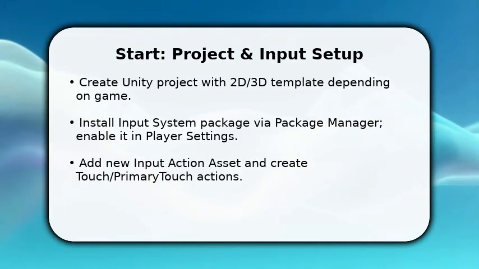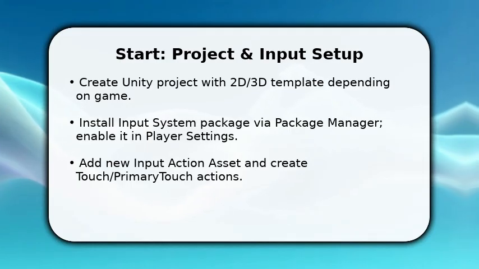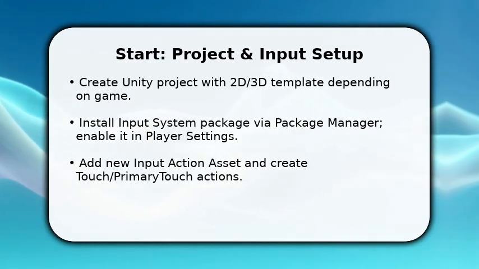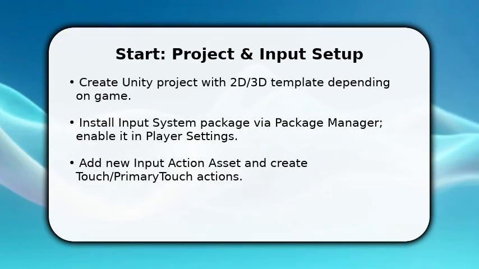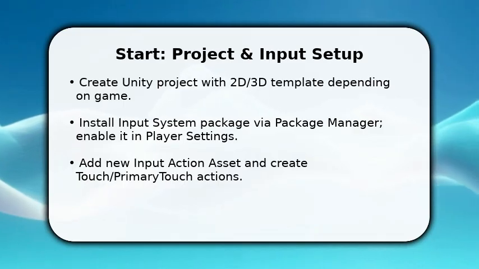You'll begin inside Unity with the input system ready. First, create or open your project and install the input system package. Enable it in player settings so touches register. Next, add an input action asset and define a primary touch action bound to touchscreen/primary touch and position.